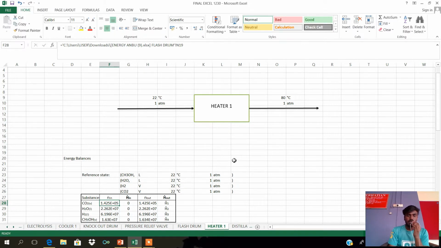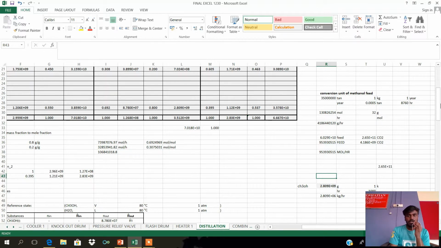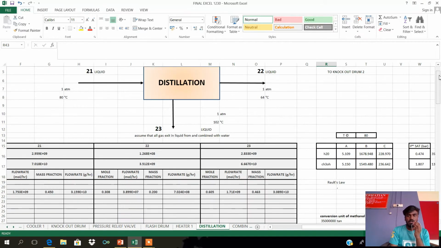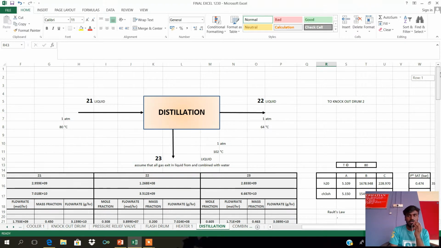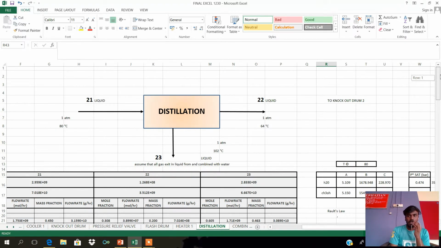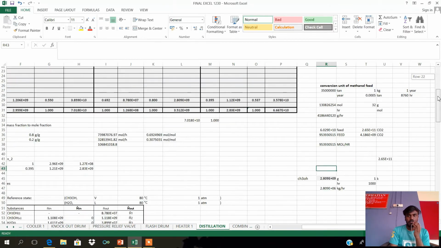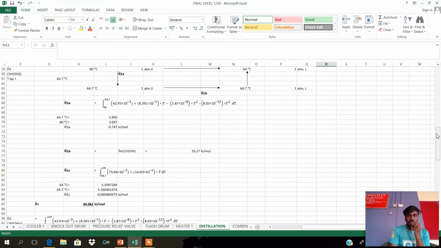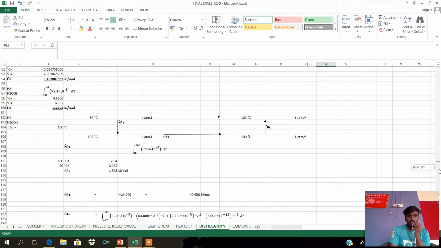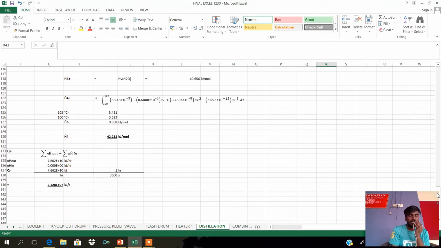Next, in order to feed the distillation column, we have to increase the temperature by entering it into heater 1, which will increase its temperature by 80, and then it will enter the distillation column. In this distillation column, it will remove the water and the methanol in the vapor form, and the remaining water and methanol in the liquid form will be our product. From the calculation, we came to know that the distillation column is endothermic because we got a positive value of Q.